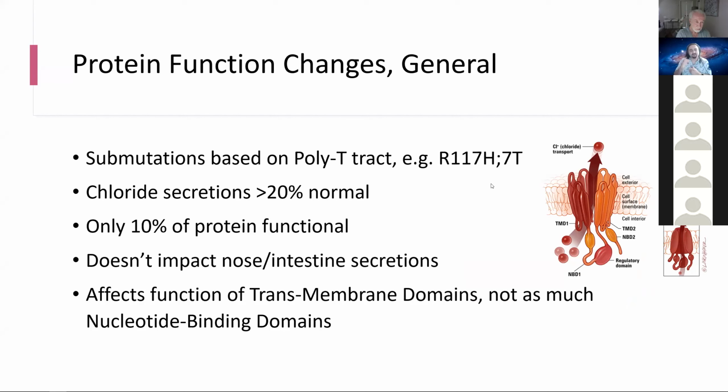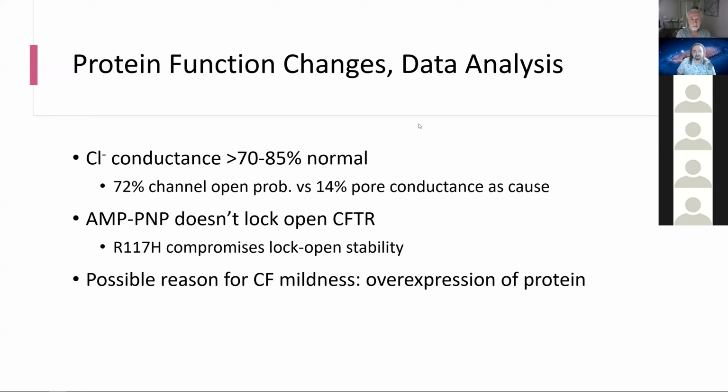So in general, the chloride secretions of people with this mutation are actually higher than 20% normal. And that is in contrast to the fact that only about 10% of the protein is functional. It doesn't tend to impact nose or intestinal secretions, but what it does do is it affects the function of the transmembrane domains, so the walls of the protein, versus the nucleotide binding domains, which is where the energy is input. We can get into a little bit of data analysis here.